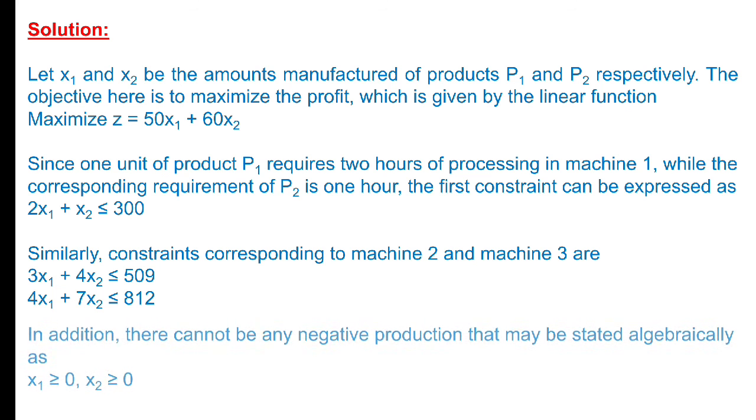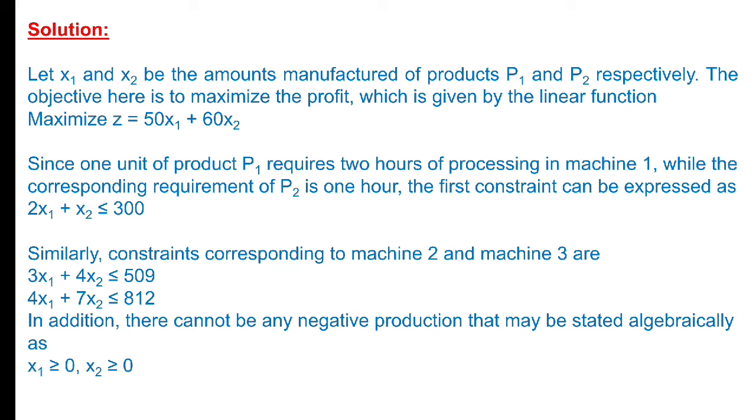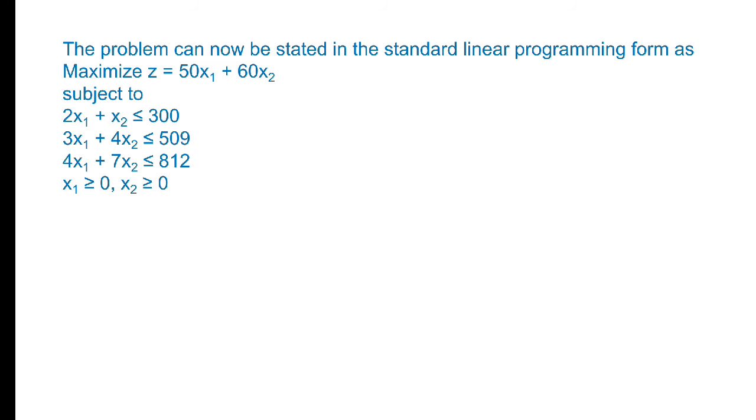Then we can write it in the standard form. Here there cannot be any negative production, so, as I said earlier also, x1 and x2, the decision variables, should always be greater than or equal to 0. The problem can be written in the form of maximize z equal to 50x1 plus 60x2 subject to 2x1 plus x2 less than or equal to 300, 3x1 plus 4x2 less than or equal to 509, 4x1 plus 7x2 less than or equal to 812. Don't forget, decision variables always greater than or equal to 0. What variables are involved here? We need to write x1 greater than or equal to 0, x2 greater than or equal to 0.